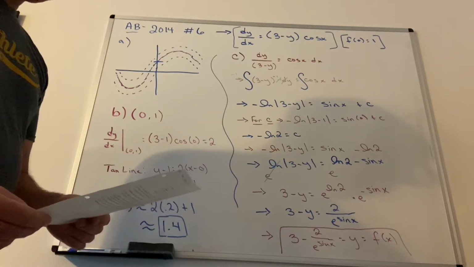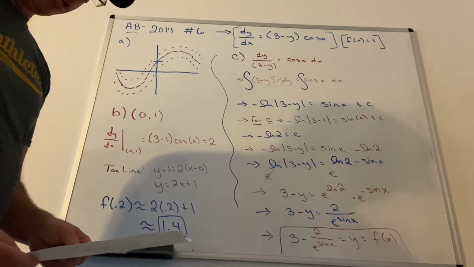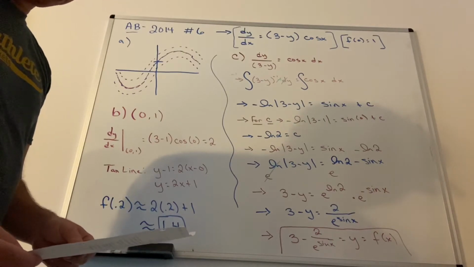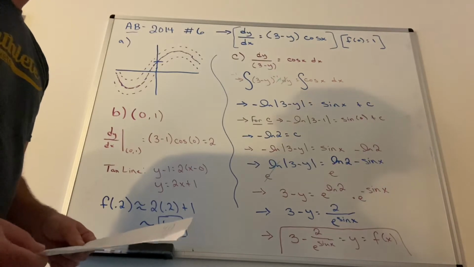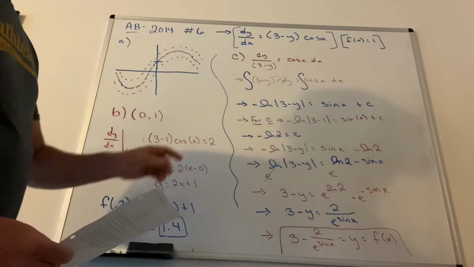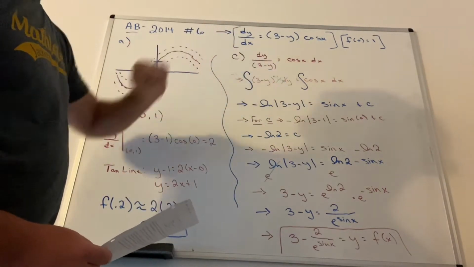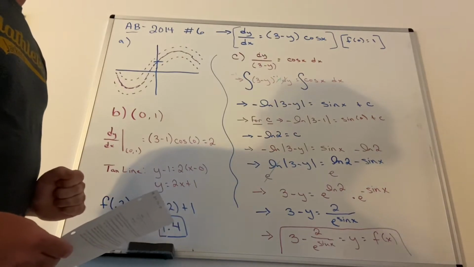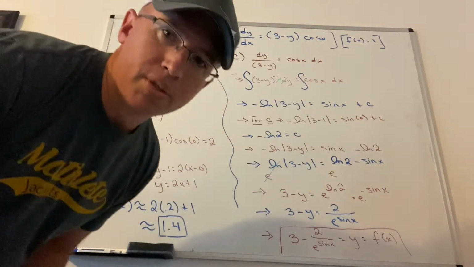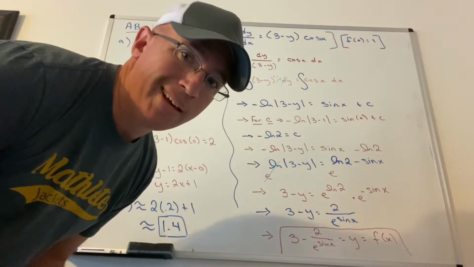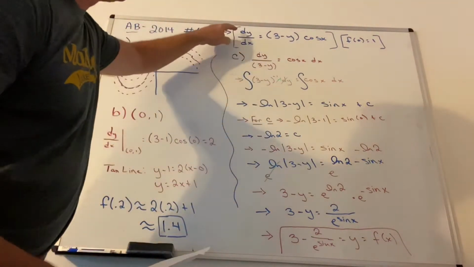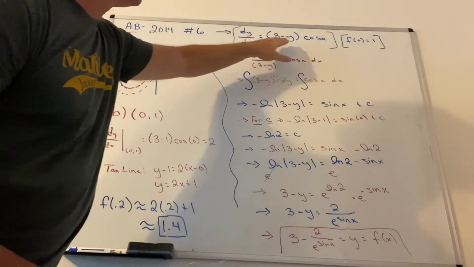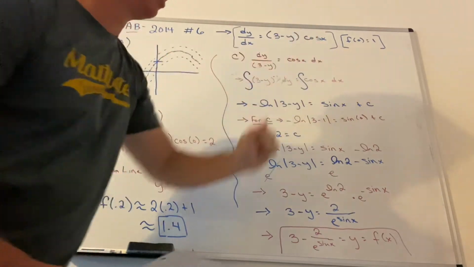Part C. Find y equals f of x, the particular solution to the differential equation with the initial condition f of 0 equals 1. Okay, so we have a derivative, and we're asked to get y equals f of x, which means you've got to integrate. And we've got dy/dx equals, we've got y and x over here.